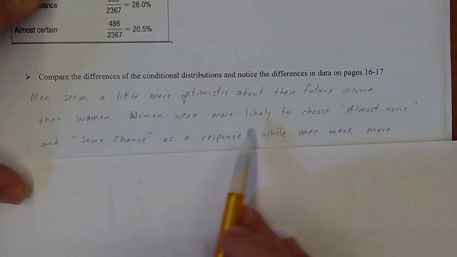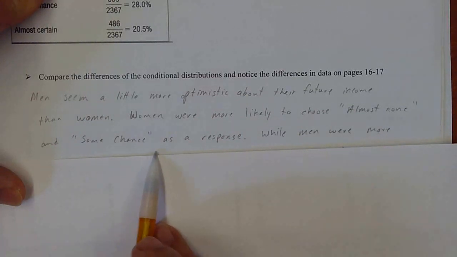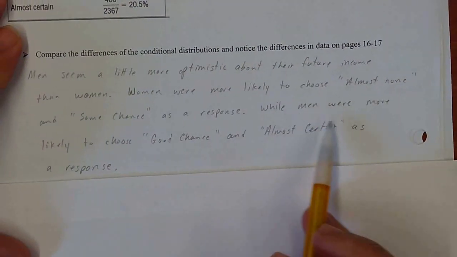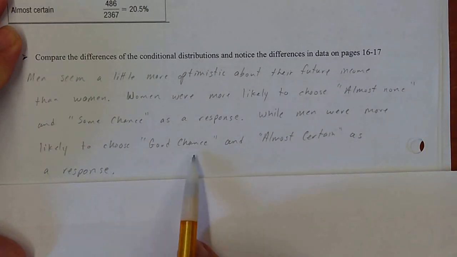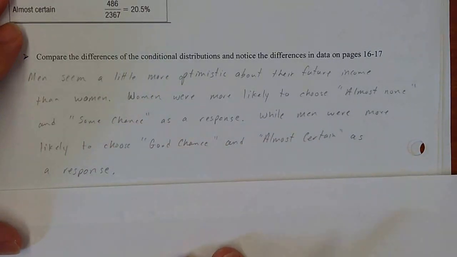You can maybe skip this part. I just added a little more detail. Women were more likely to choose almost none and some chance as a response. Let's move ahead to this other one. While men were more likely to choose good chance and almost certain as a response.